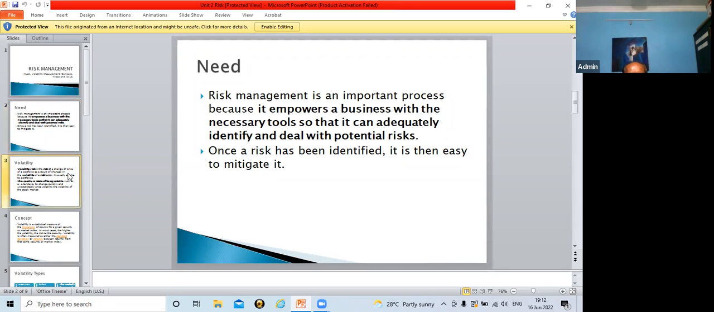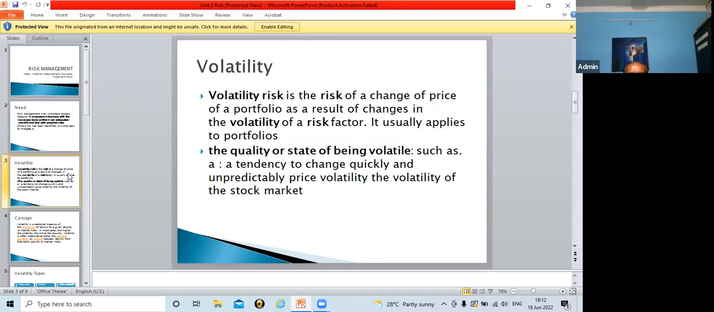Now, another word, that is volatility. Volatility means what? Volatility is a risk of change in the price of a portfolio as a result of changes in the volatility of risk factors. It usually applies to portfolios. As I give the example, take a bank which sanctions various kinds of loans. The bank can categorize different kinds of loans. Categorizing is nothing but making a portfolio of those loans.